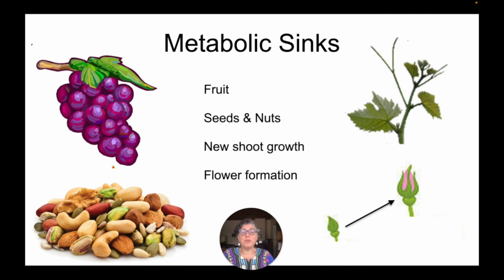So for example, fruit would be a metabolic sink because you need that material that is being transported to create the fruit. You have seeds and nuts that are going to store oils, for example, and so that would be needed to create that structure. If we have new shoots growing, we need that glucose to be used in respiration for the growth of the plant or for the formation of a flower. So all of these structures are sinks, depending on the needs of the plant at a particular time, but these would be metabolic sinks.